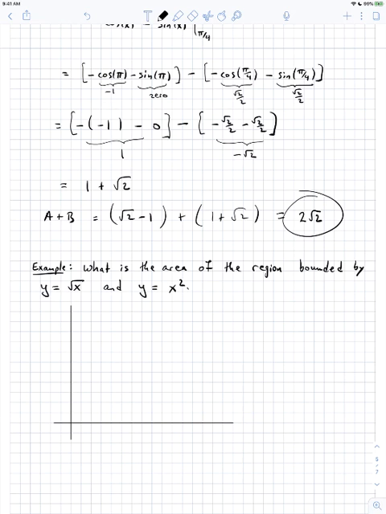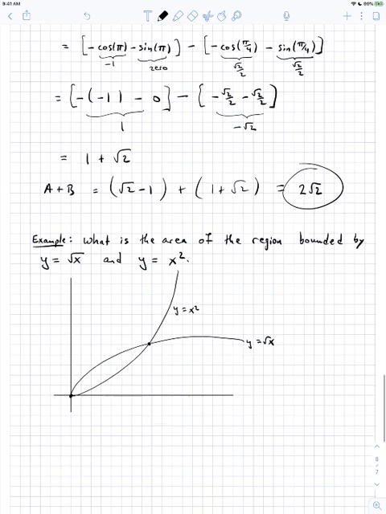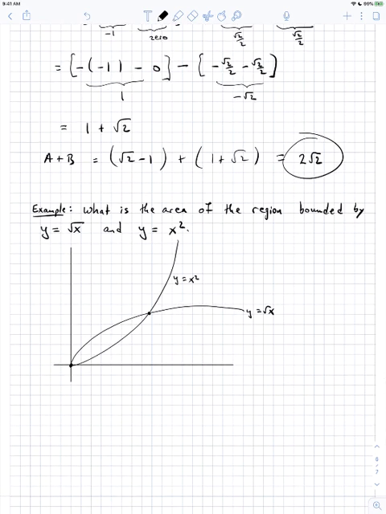So y equals x squared looks something like that. And y equals the square root of x looks something like this. So at some two points, they intersect. Now what are those points? Well, in this case, you might be able to work it out, especially since one of them is 0.